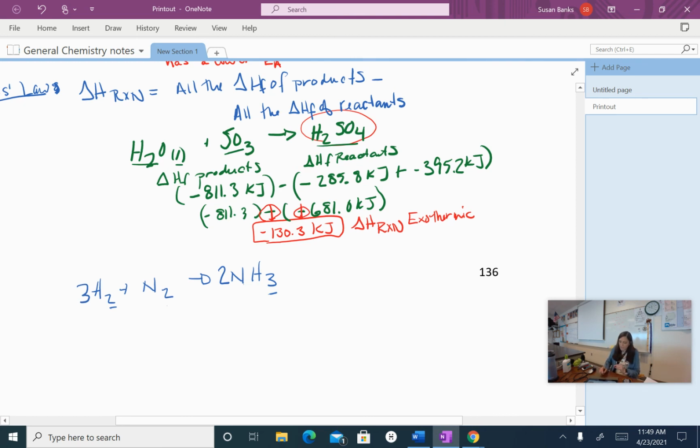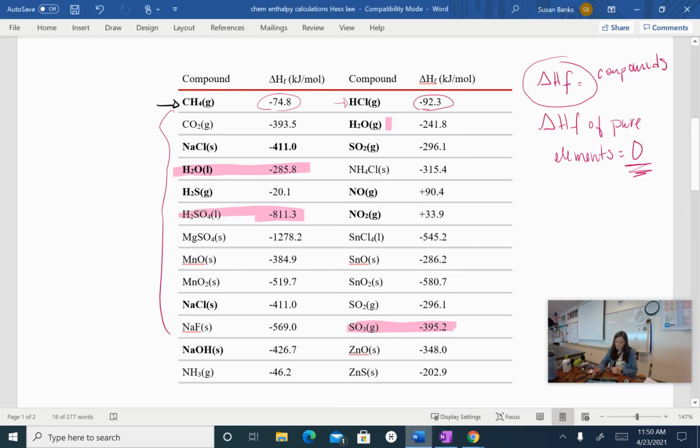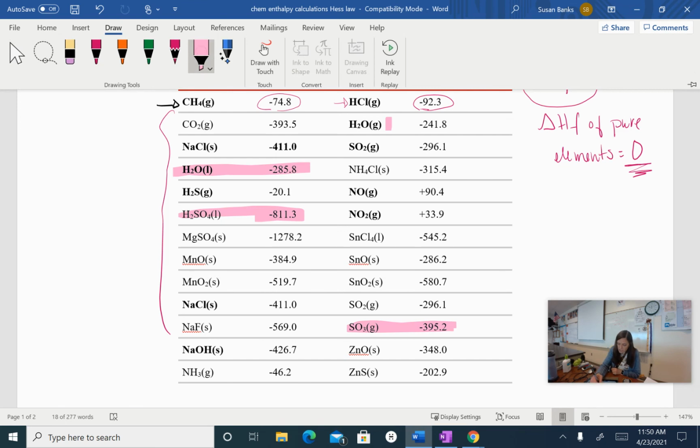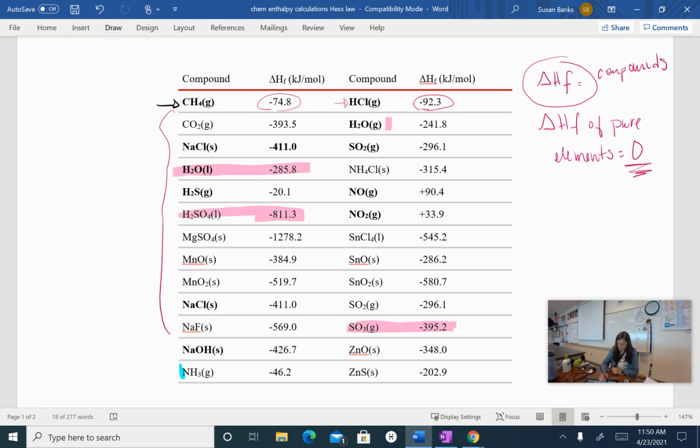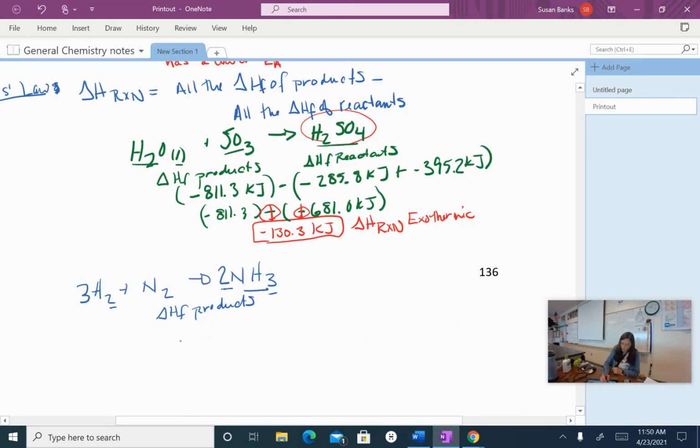Okay. Once again, we have to take the heat of formation of our products. Okay, so I've got 2 ammonias. So I'm going to look on my table and find ammonia. Okay, so when I do that, let's change this color so that we don't mix these up. Ammonia is right here. I've got negative 46.2. So I've got 2 of them. So I've got to put that coefficient here because I've got 2 of them. So negative 46.2 kilojoules minus, and then I have 3 hydrogens.